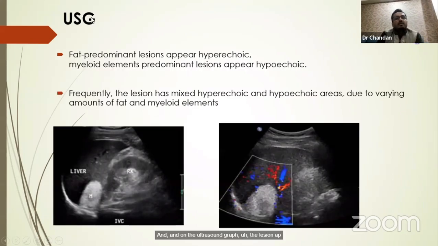On ultrasonography, the lesion appears hyperechogenic, with hyperechoic areas and a central hypodense area. The hypodense area represents the myeloid tissue, and the hyperechoic area represents the fatty component. Frequently, the lesion has a mixed hyperechoic and hypoechoic appearance due to varying amounts of fat and myeloid elements, and there is no vascularity within the lesion. This is the classical picture of myelolipoma and should be kept in mind.